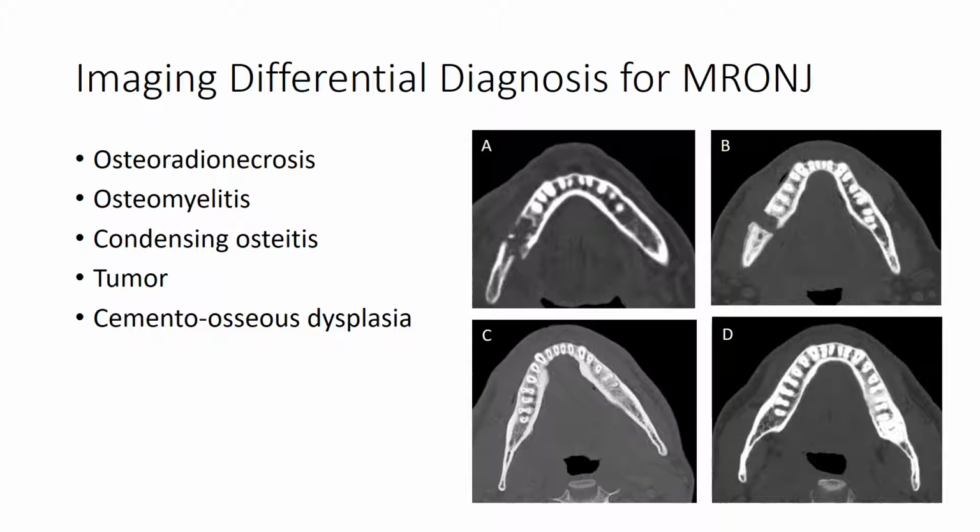Finally, there is an entity called cemento-osseous dysplasia, and it's a non-infectious sclerotic appearance of the jaws. It typically occurs in middle-aged African American women, but can occur in anybody. And unfortunately, I don't have an image example of that.